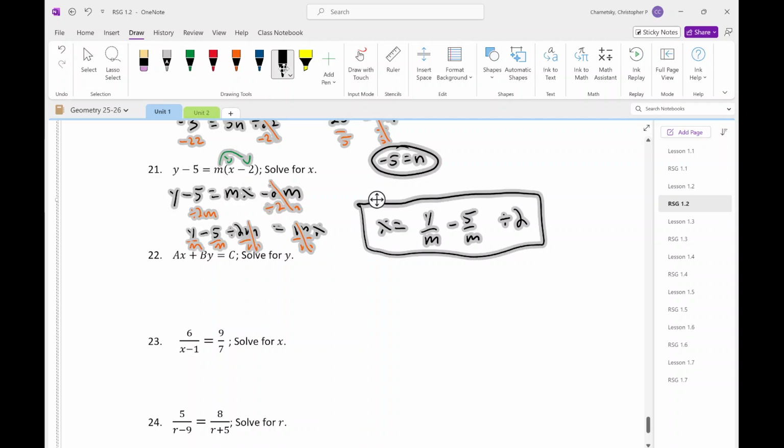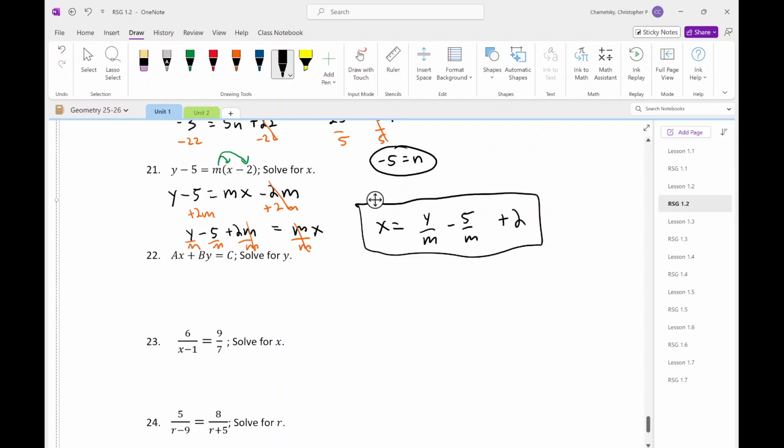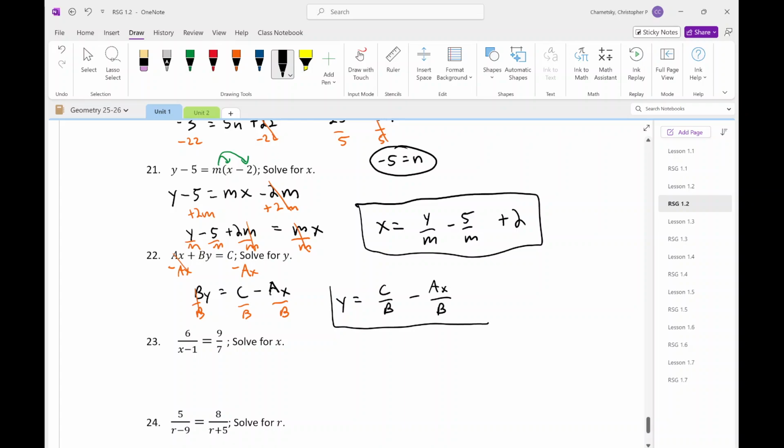Ax plus by equals c. Solve for y. So again, we're just going to get y by itself. So first thing that I'm going to do, let's subtract that ax on both sides. So now I've got by equals c minus ax. Last, I've got to divide everything by b. Those cancel out, and we end up with y equals c divided by b minus ax divided by b.